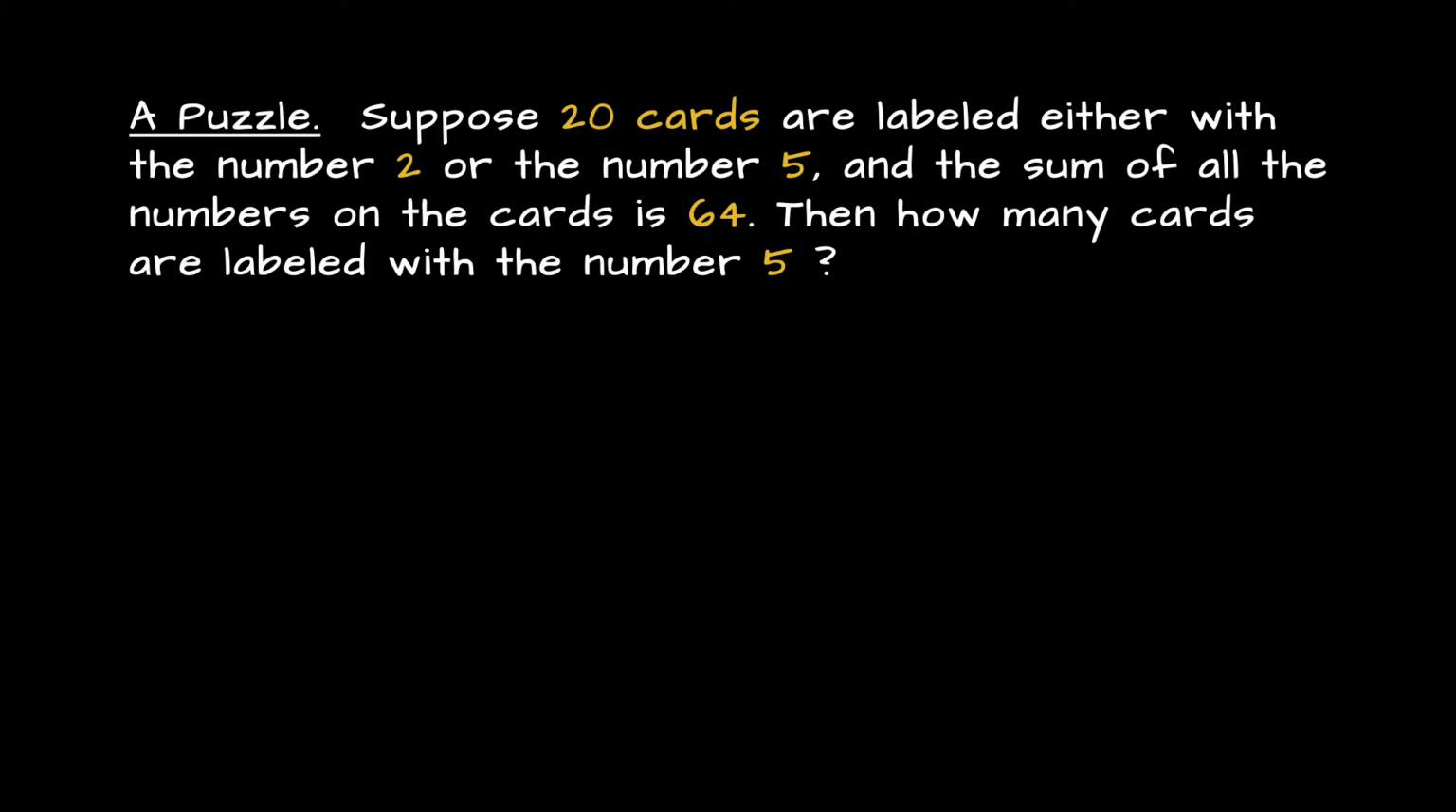Now, we don't know what x and y are, but we do have some information about them. For instance, we know that the total number of cards in our stack is 20. So the number of cards labeled with a 2, that's x, plus the number of cards labeled with a 5, that's y, has to equal 20.